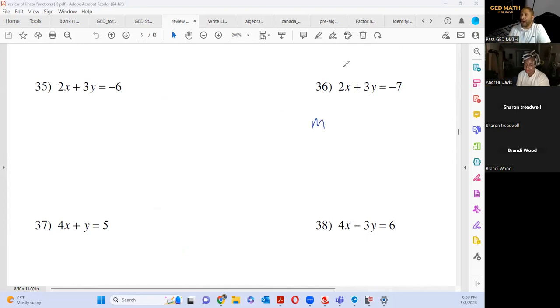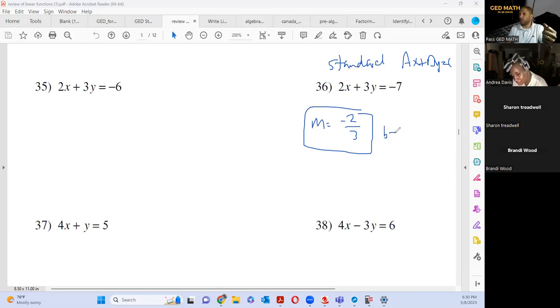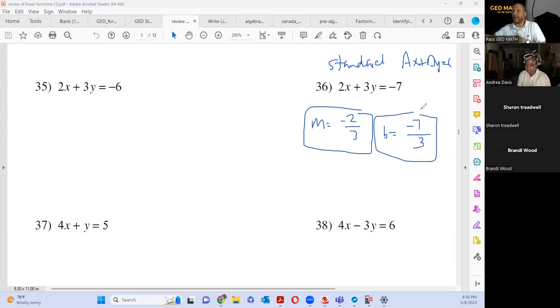So I recognize this is standard form, which is AX plus BY equals C. My A is 2, my B is 3, my C is 7. The slope is the opposite of A, which is -2 over 3. Y-intercept is C over B, which is 7 over 3. I'm done. That's all you would do. So the equation of this line in slope-intercept form will be y equals -2/3 x plus 7/3.